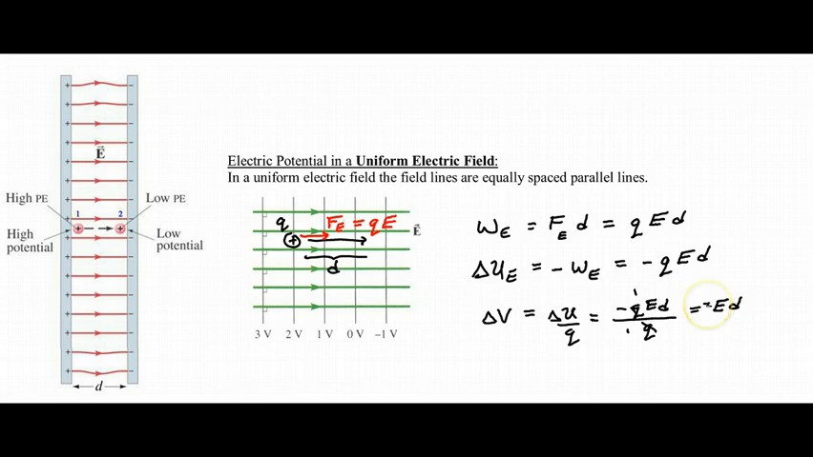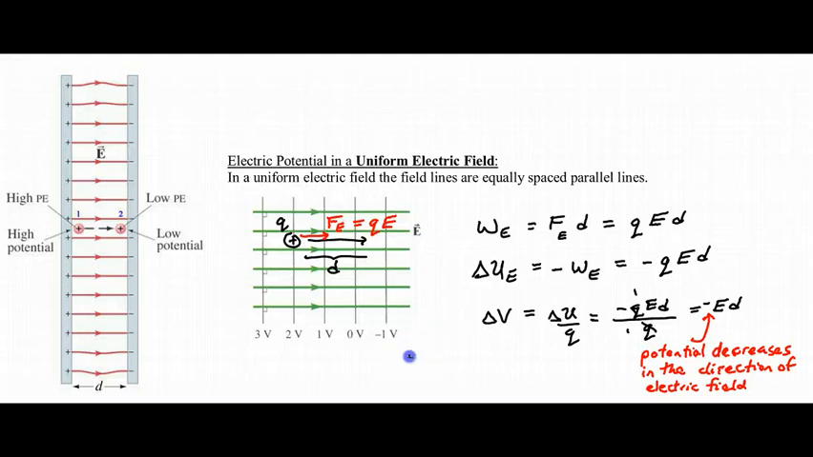And there's a negative in here. The reason for the negative sign is that as you move in the direction of the electric field, the electric potential will decrease. And on the AP formula sheet, this is often written as E average equals negative V divided by d.